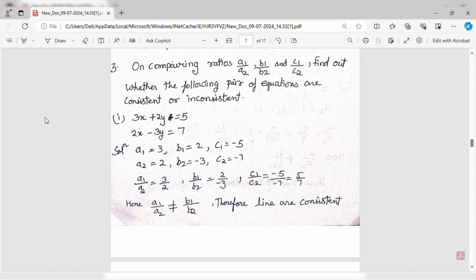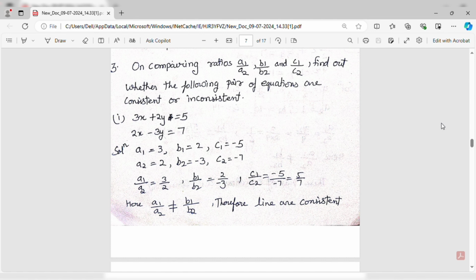Third question: on comparing ratios A1 upon A2, B1 upon B2 and C1 upon C2, we have to find whether the pair of equations are consistent or inconsistent. Here, consistent, again I will tell you, means the solution exists, and inconsistent means there is no solution to these lines. It would be consistent if they are intersecting or coincident, and inconsistent if the lines are parallel.